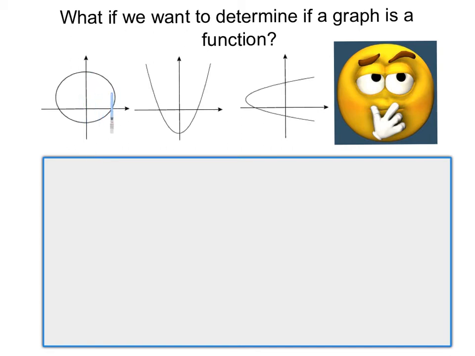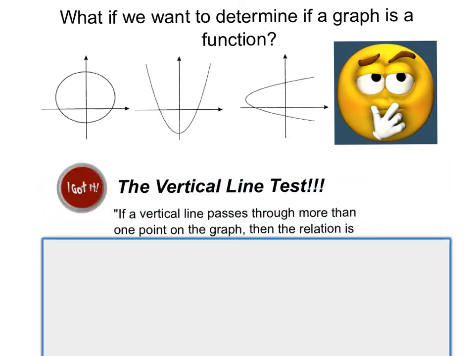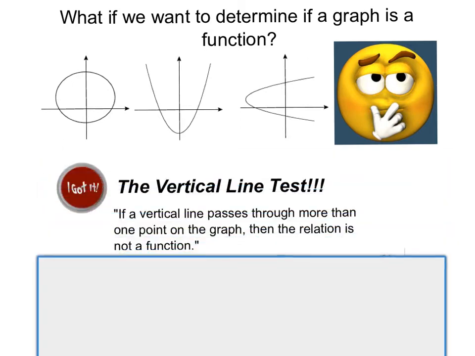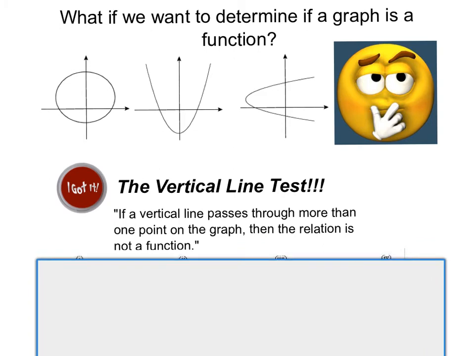That's not a function. You learned about this back in Algebra 1, and they gave it a very specific name: it was called the vertical line test. If you can draw a vertical line through your graph and it touches the graph twice, it is not a function.